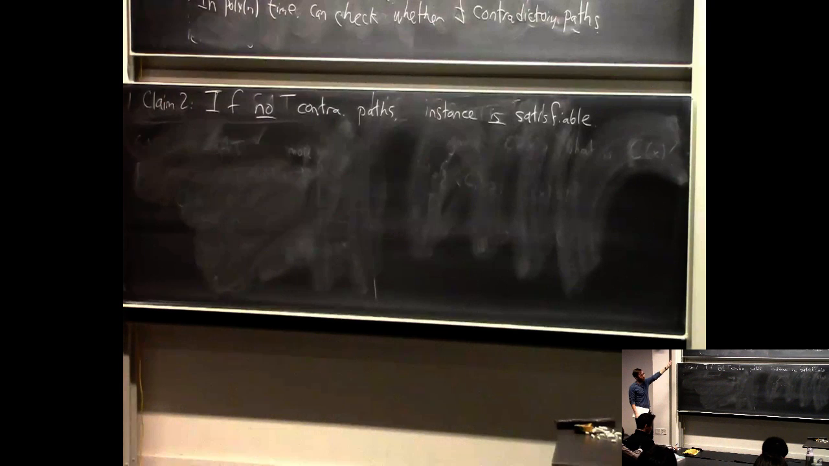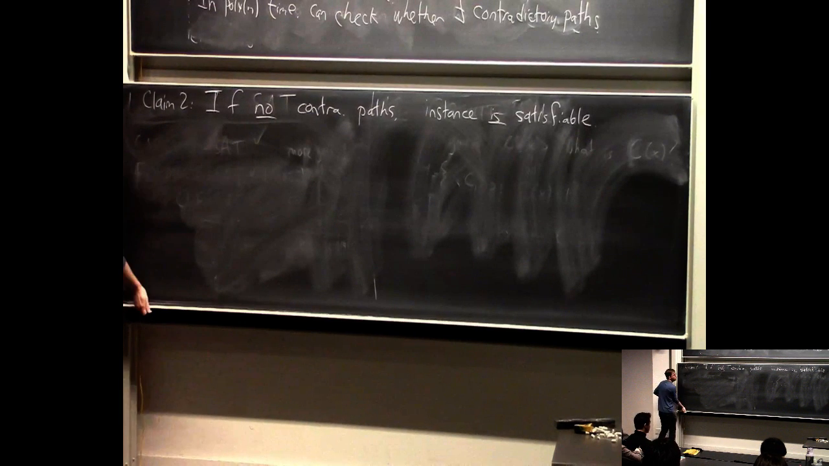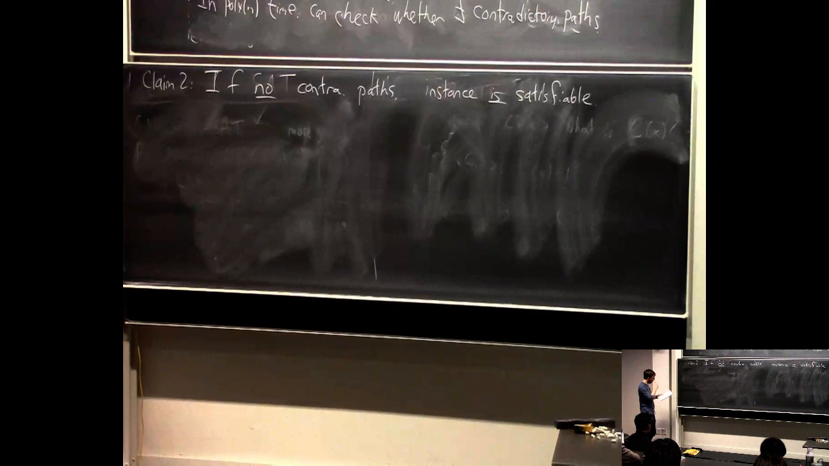You just check to see if there are any contradictory paths. If so, then you say no. If not, then you say yes, it is satisfiable. Okay, so here's the proof. Hopefully you can do it in 4 minutes.